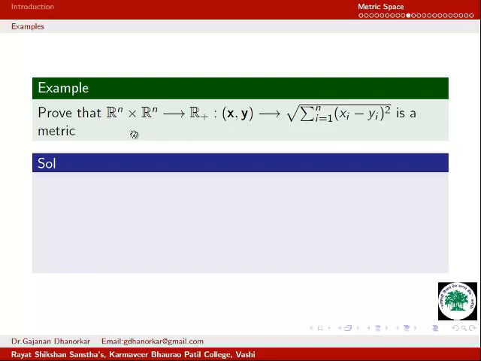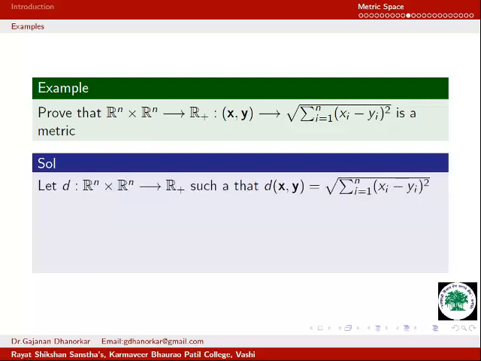First of all, I will try to write this given function in a proper way. That means I will write D as a function from R^n cross R^n to R plus, such that D(x,y) is equal to the square root of the summation over (xi minus yi) square. We have to show this is a metric. That means we have to show this D satisfies all the four conditions from our definition of metric.